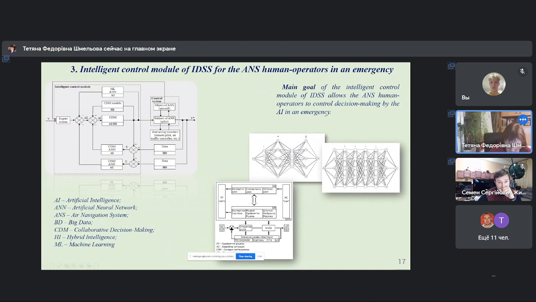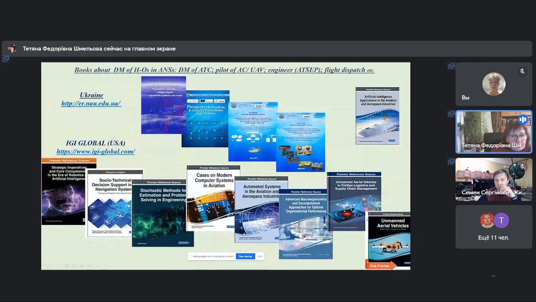And for data processing, we now use artificial intelligence methods. And neural networks were built by our students, master's students here. And our books, we are publishing in the USA, in Ukraine, in Poland, about decision making of pilot, engineer, air traffic controller, and now operator of vehicles.